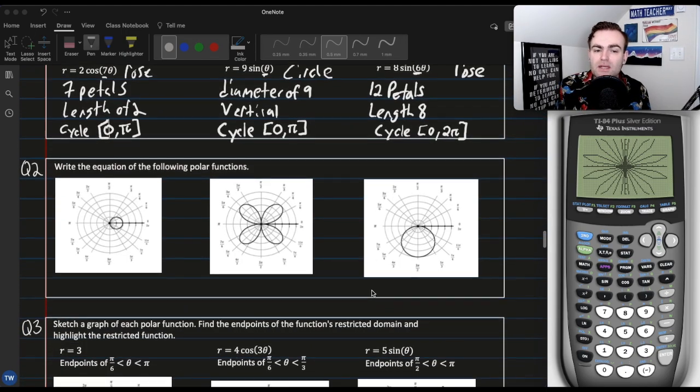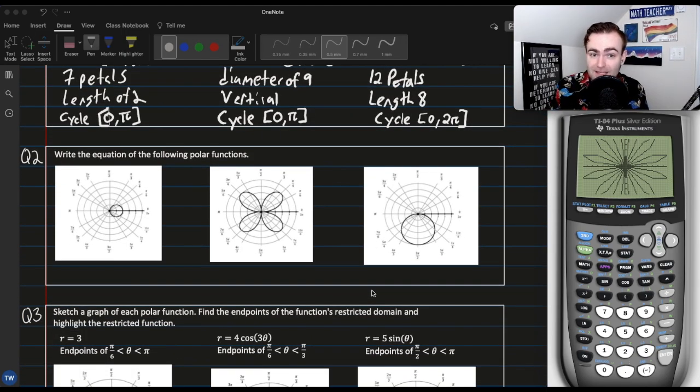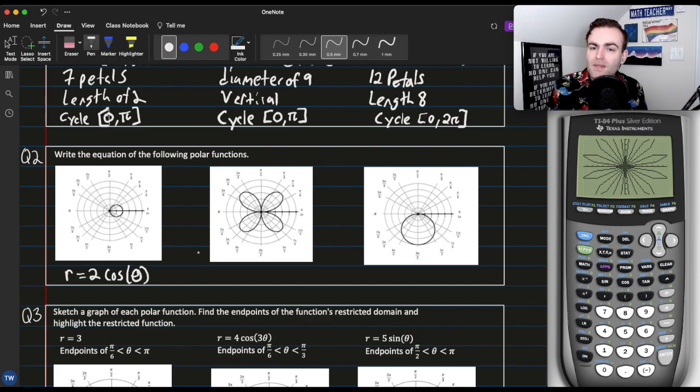Now, can we, given a graph, write the equation for each of these? So we have a horizontal circle here, and its radius is 2. So we know that this is going to be r equals 2 cosine, and since it's a circle, it's just theta. Not that bad.